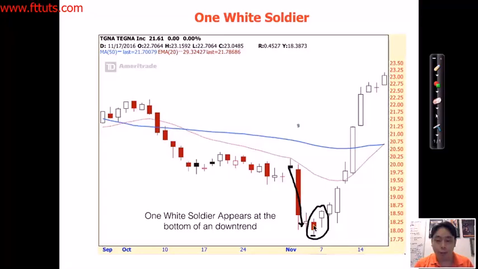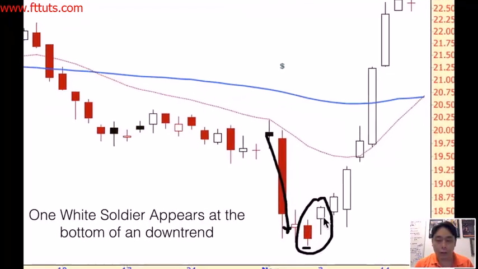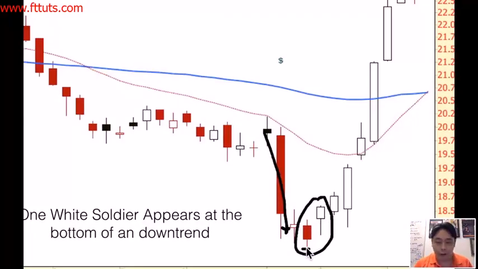And following that, we have got a bullish candle. So let's take a look. Does it meet our criteria? Criteria one, the bullish candle has to open above the close of the bearish candle. Check. The bullish candle must make a higher low than the low of the bearish candle. Check. The bullish candle has to close above the high of the bearish candle. Check. All three criteria are met. We have a one white soldier pattern.